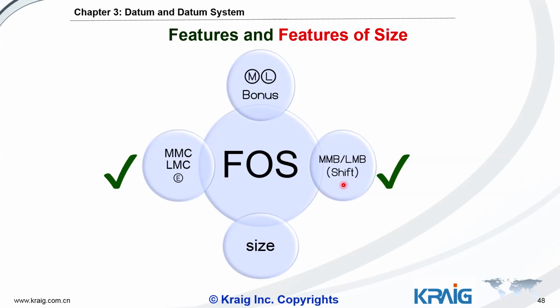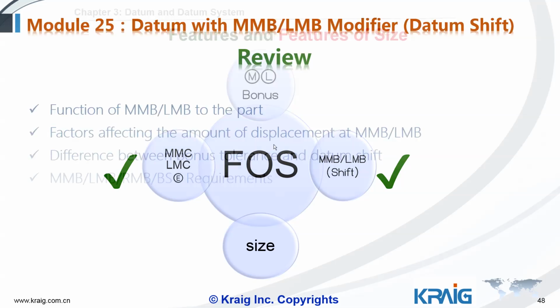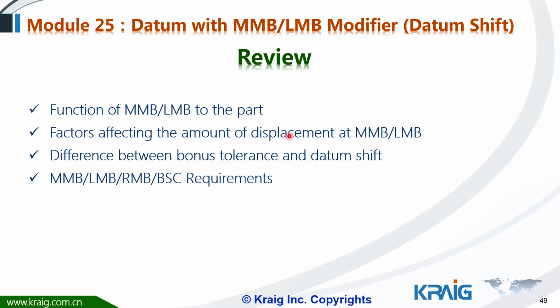Okay, so everything here is talking about the boundary of the feature of size, except the datum. The datum, if datum is surface and is not the primary datum, in that case we have MMB, maximum material boundary. Okay, I think that's it for the datum shift. We are going to see you in the next module.